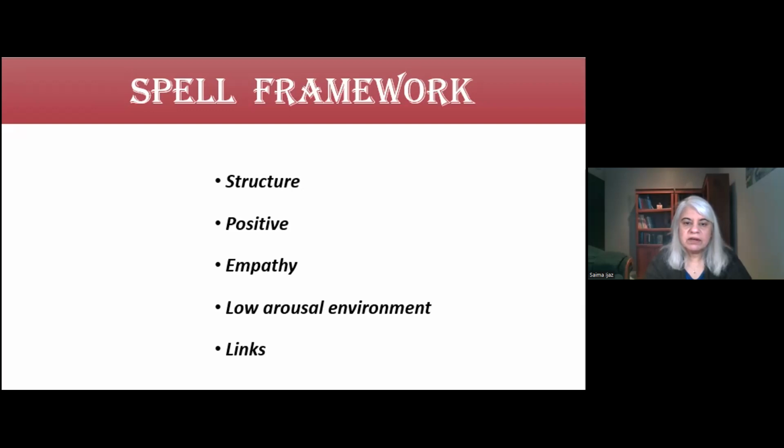Low arousal. This refers to the importance of creating a calm and low-stress environment for individuals with autism spectrum disorder. This can include things like reducing sensory overload, avoiding sudden changes or surprises, and providing a quiet and comfortable space for the children. And links, this refers to the importance of creating links between different aspects of the individual's life. This can include things like connecting with family, friends, and community resources, as well as linking different aspects of the individual's support network. By creating links, individuals on the spectrum can feel more connected and supported, which can lead to better outcomes.